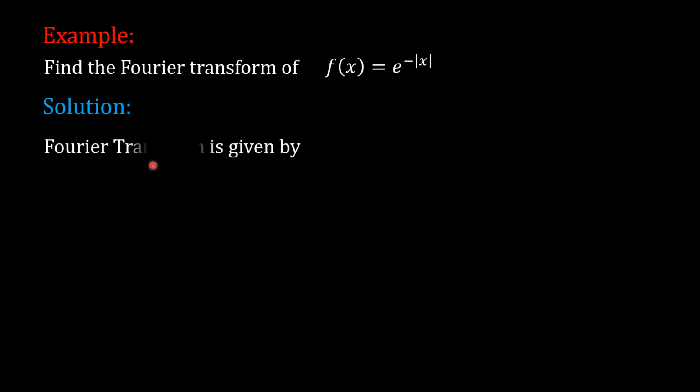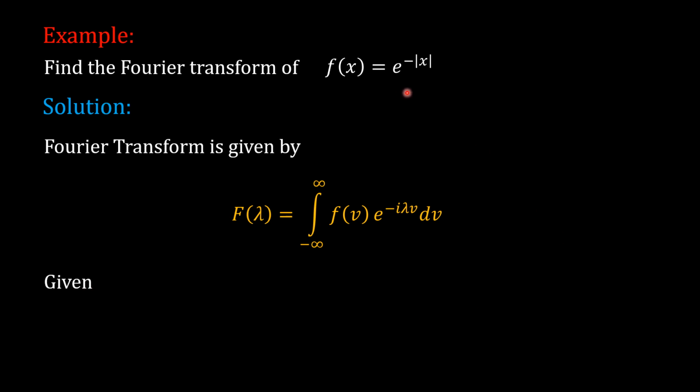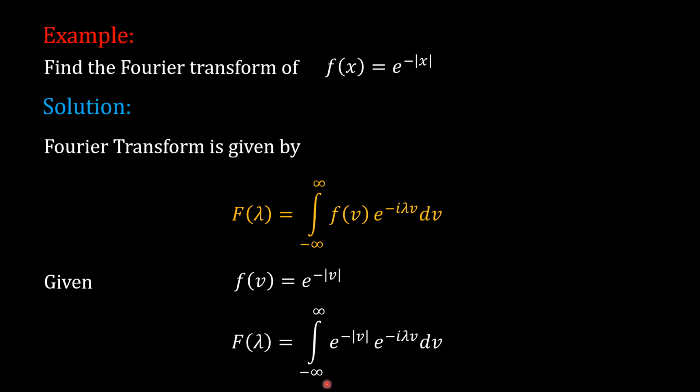Example: find the Fourier transform of f of x equal to e raised to minus mod x. Solution: the Fourier transform is given by F of lambda is equal to integration from minus infinity to infinity f of v e raised to minus i lambda v dv. Now we want to obtain f of v. The given function is f of x equal to e raised to minus mod x. In that, replace x by v. Therefore f of v will be equal to e raised to minus mod v. Replacing f of v in F of lambda gives F of lambda equal to integration from minus infinity to infinity e raised to minus mod v e raised to minus i lambda v dv.